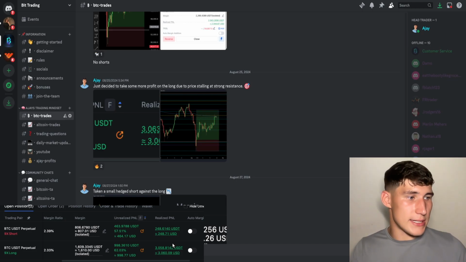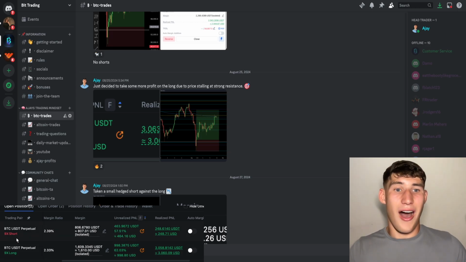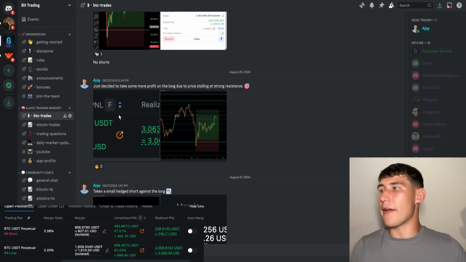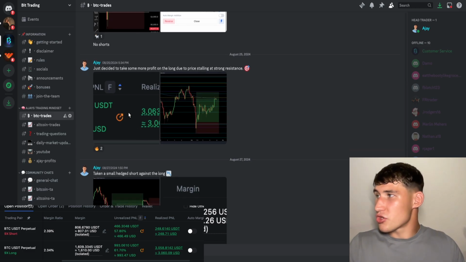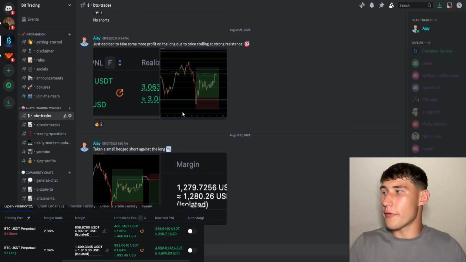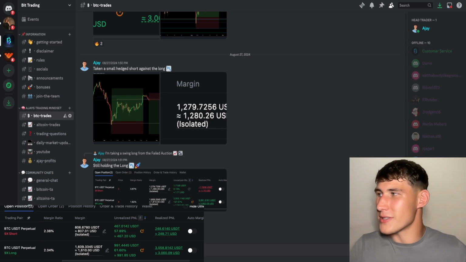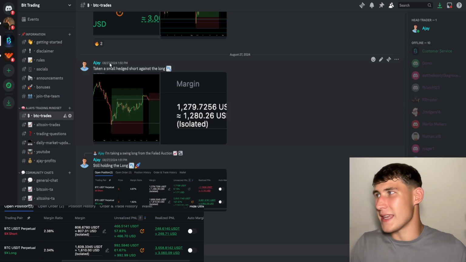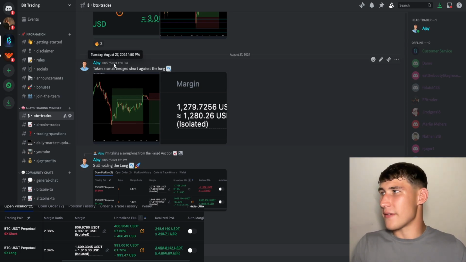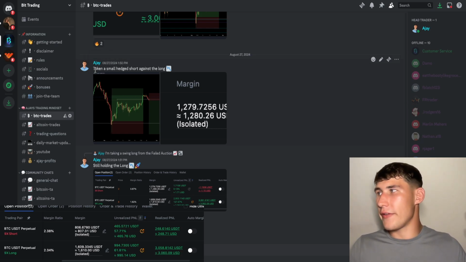And you can see down here, this is the long trade that I am currently in. But at the same time, you can see I am in a short trade, because pretty much straight after I took some more profits off of this long trade, what did I then go and do? Well, I then went and told the team that I was taking a short trade. So as you can see here, this was on the 27th of August at 1:50 p.m. I told the team taking a small hedged short against the long trade.